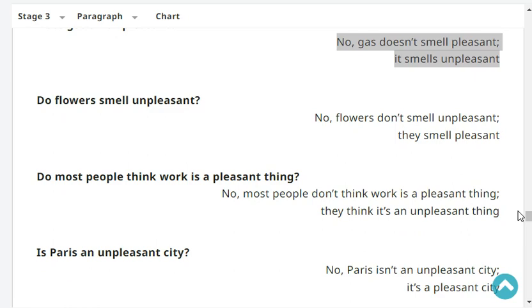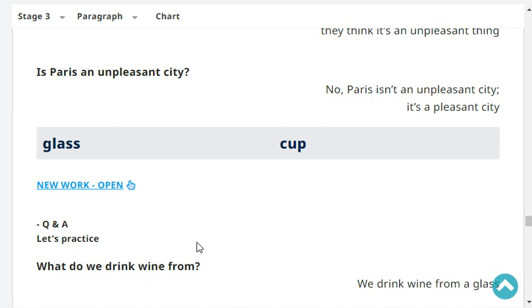Do flowers smell unpleasant? No, flowers don't smell unpleasant. Do most people think work is a pleasant thing? No, most people don't think work is a pleasant thing. They think it's an unpleasant thing. Is Paris an unpleasant city? No, Paris isn't an unpleasant city. It's a pleasant city. Very good.